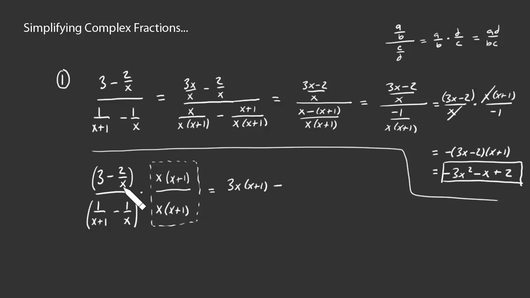Minus, here, 2 over x times this mess, the x's cancel, and you're left with minus 2 times x plus 1. All of that over, down here, distribute this to this. The x plus 1 is a common factor. It cancels off. You're left with just x. And then this distributed to the 1 over x terms. The x's cancel off, and you're left with a minus x plus 1.